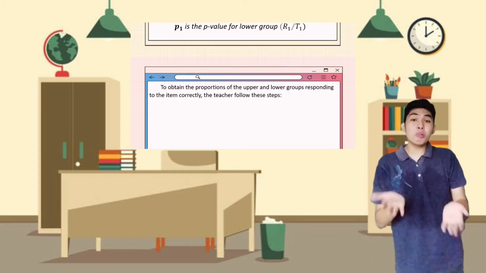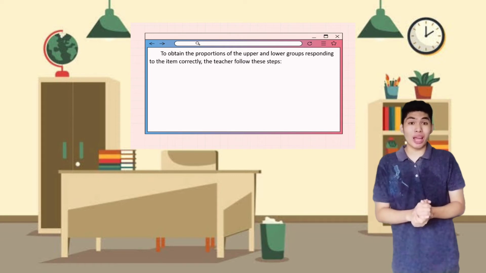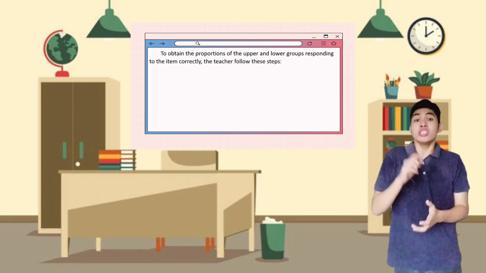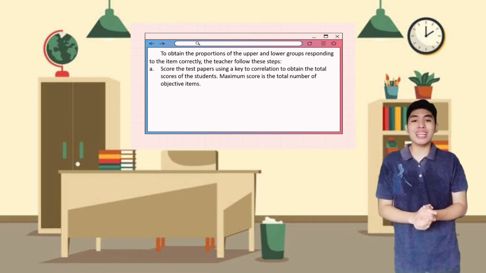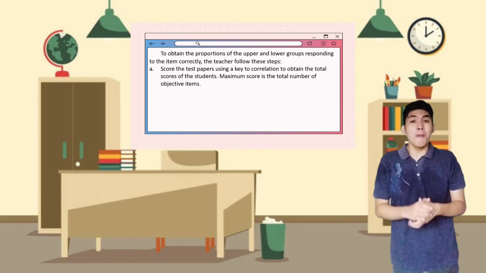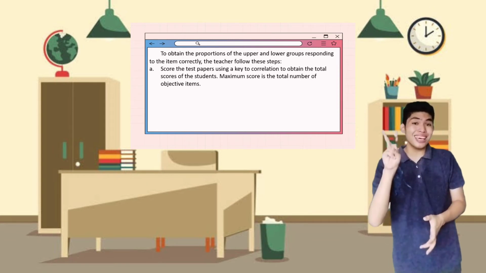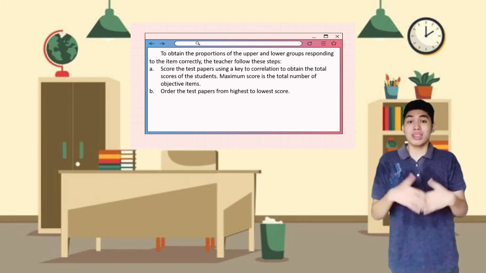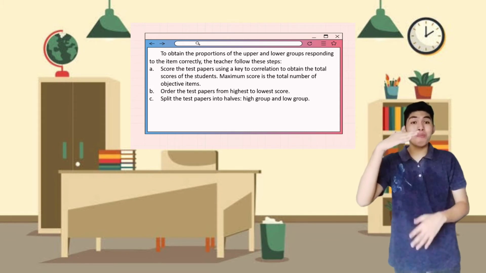To obtain the proportions of the upper and the lower groups responding to the item correctly, the teacher should follow these steps. First, score the test papers using a key to correction to obtain the total scores of the students. Maximum score is the total number of objective items. Second, order the test papers from highest to lowest score. Third, split the test papers into halves, the high group and the low group.